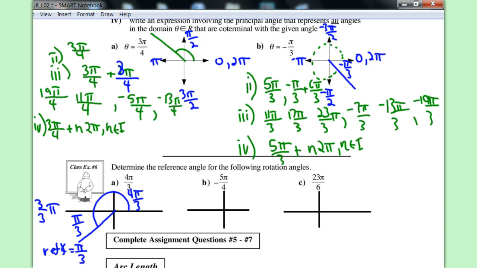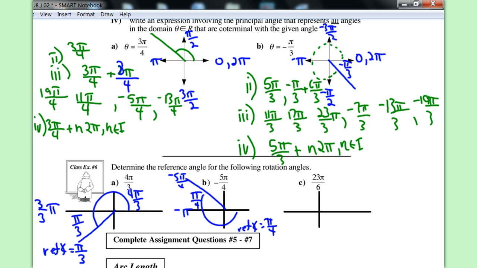What about minus 5 pi over 4? Ooh, that one's kind of cool. Okay, that's definitely going to be in quadrant 2. How come? Because this would be minus pi, and minus 5 pi over 4 would be 1/4 more than minus pi, right? So the reference angle for this one is equal to pi over 4.